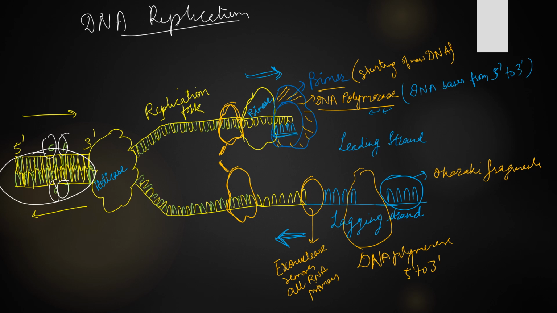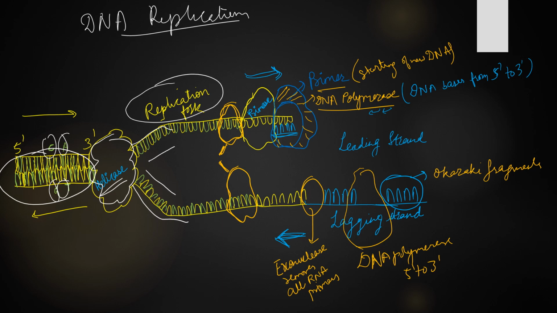So now we are talking about how replication works. The first step in DNA replication is to separate the two strands. These two strands are separated by the enzyme helicase. This unzipping is done and the DNA that was double stranded is now divided into two single strands, and the fork formed after the function of the enzyme helicase is called the replication fork.